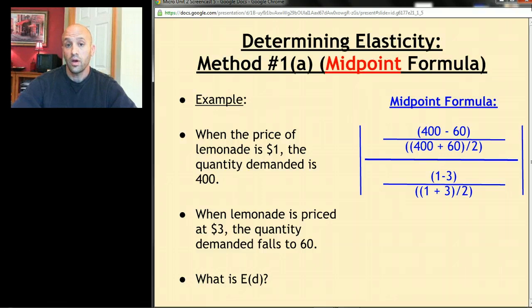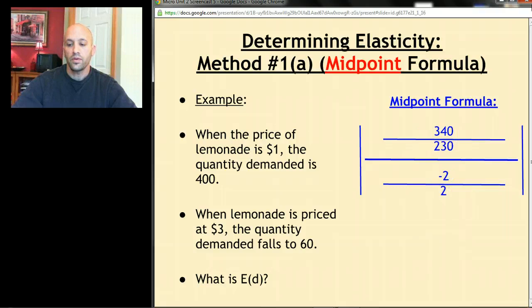The average of the 2 quantities will be 400 plus 60 divided by 2. And we do the same thing with price. Change in price went from $1 to $3, so change in price is 1 minus 3. Average of the 2 prices would be 1 plus 3 divided by 2.